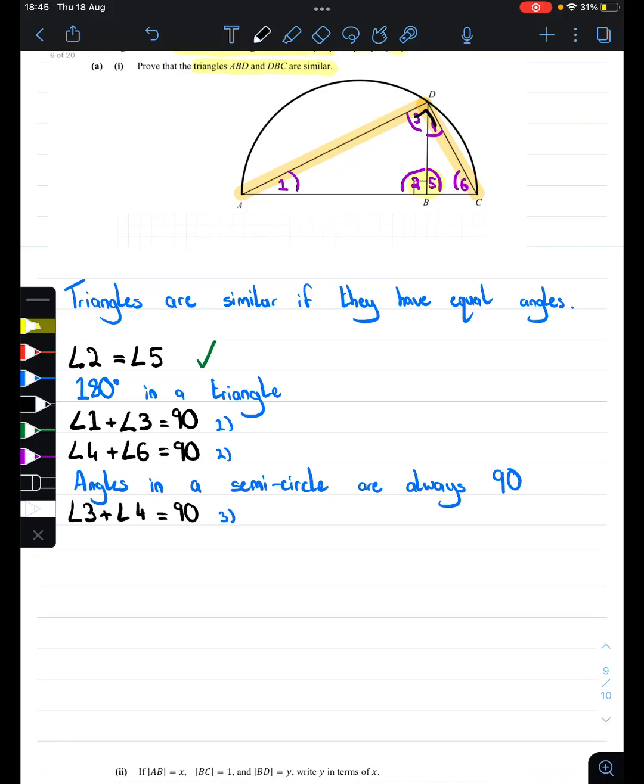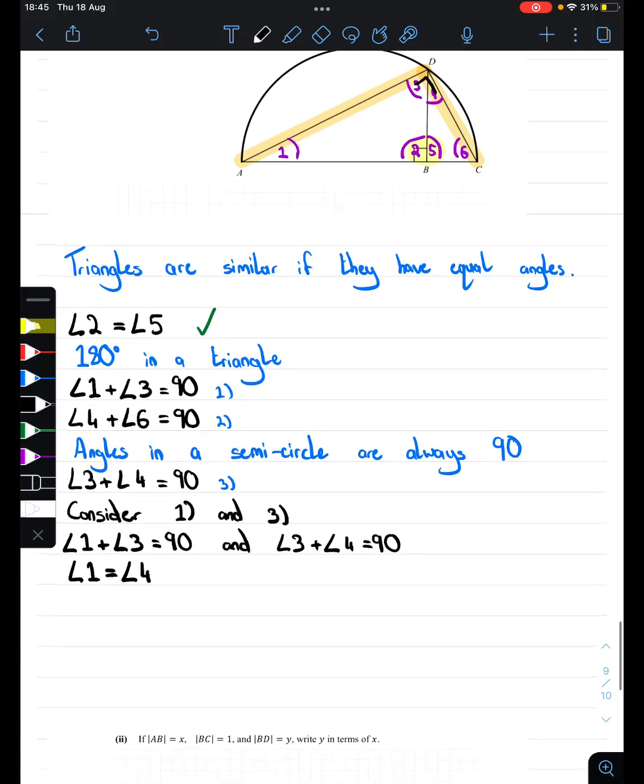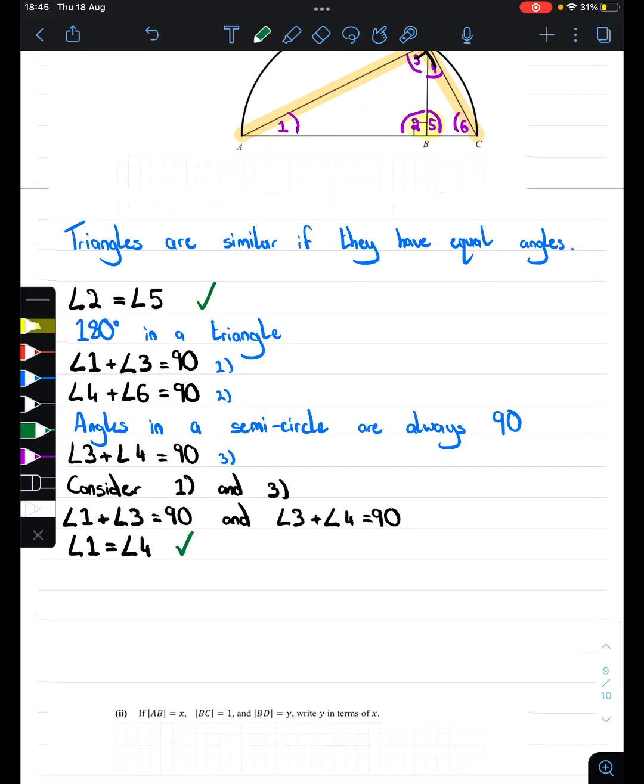So let's try and combine them. If we consider the first and the third equation, angle 1 plus angle 3 is 90, and angle 3 plus angle 4 is 90. So angle 1 has to be equal to angle 4. Okay, that's one thing we were trying to show.